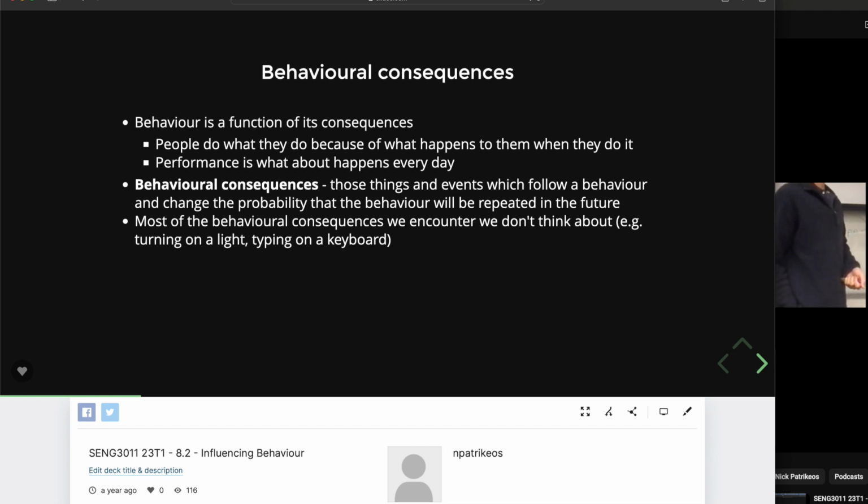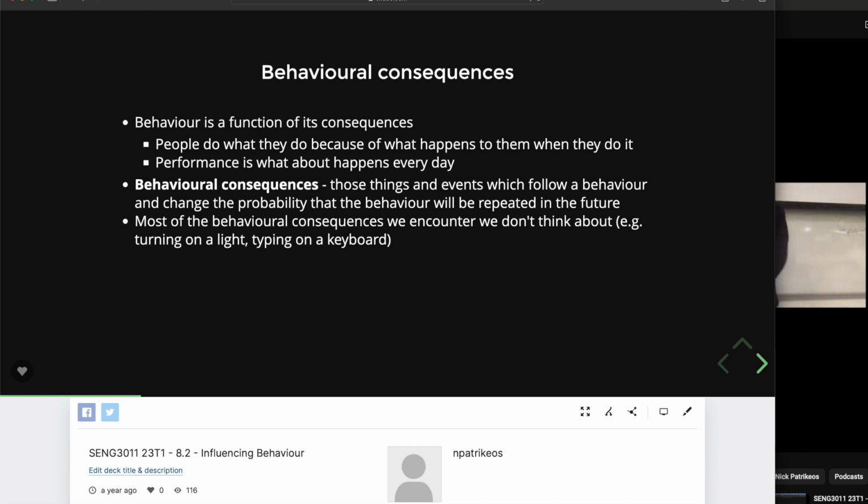So behavioral consequences, as we said, are the things and events which follow a behavior and change the probability that a behavior will be repeated in the future. When you do something, something happens, and that consequence informs whether a person will do something again. Who's ever tried new food and thought, oh my God, this is awesome, and then you try it again? Or you try a food that you liked and think, I don't like this anymore, and then you stop eating it. So it changes the probability that we'll do it again.